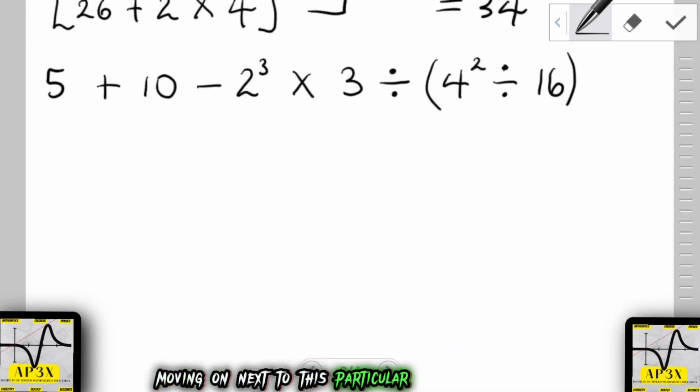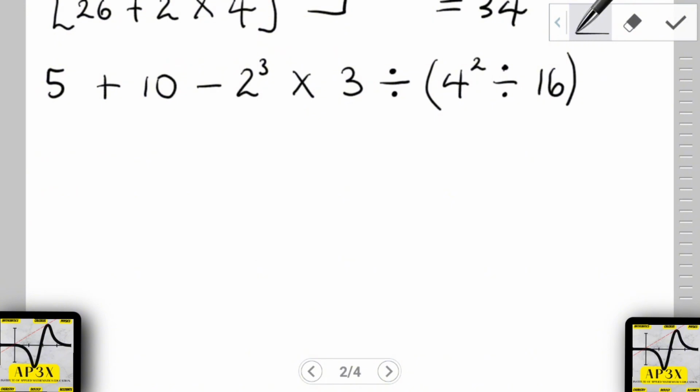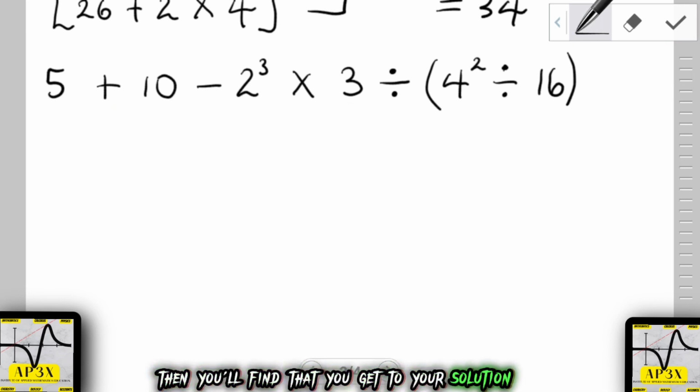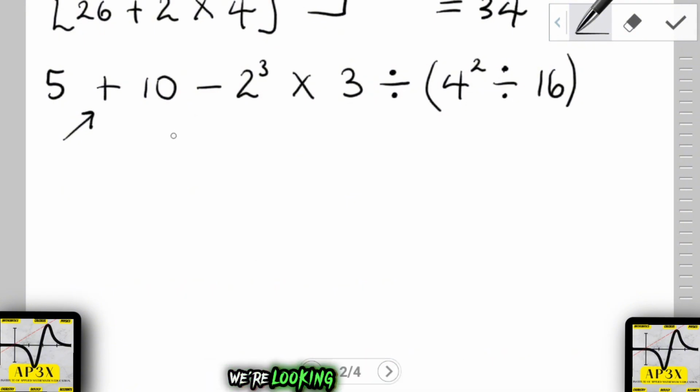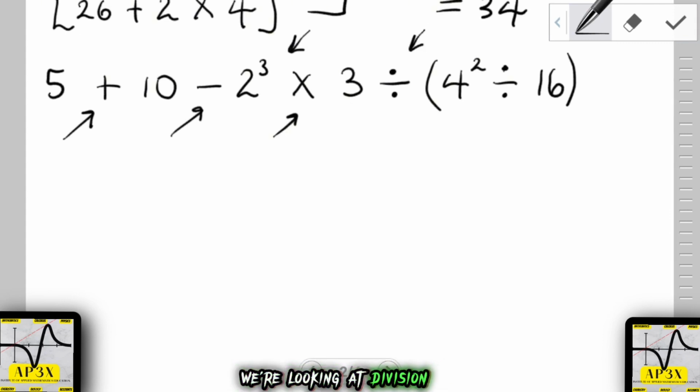Moving on next to this particular problem here. A lot of the times students may get a little bit spooked by the appearance of the question, but if you approach the question from a strategic perspective, then you'll find that you get to your solution easier than you can imagine. Now, what are we looking at? We are looking at addition, subtraction, exponents, multiplication, division, and parentheses. And we're looking at division again inside the parentheses, and exponents. So a bunch of stuff is happening here.